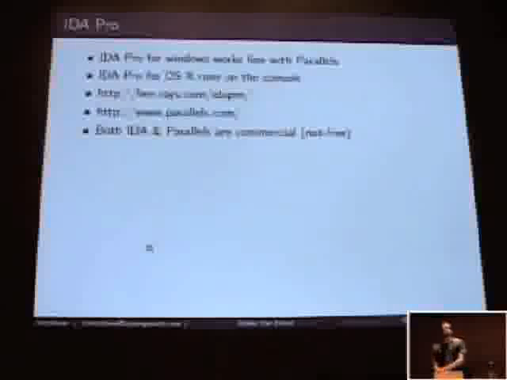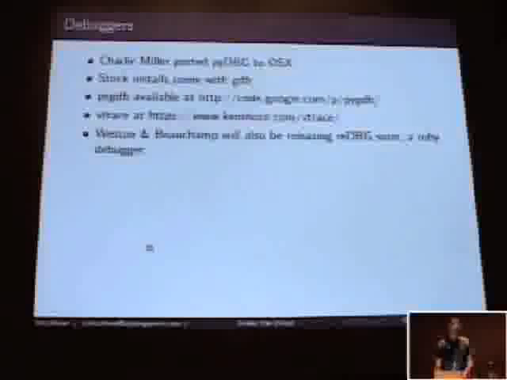IDA. Ilfak spoke earlier. If you still don't know what IDA is, that's kind of scary. IDA Pro on OS X runs great on Parallels. I use it all the time. There's no speed issues. There's a Mac OS X version for the console as well if you want to do batch mode. They're both commercial products, but they're both worth the money, so for sure grab those if you don't already have them. And then debuggers.